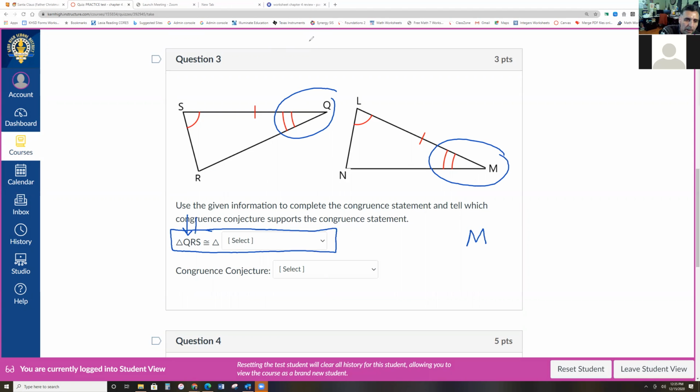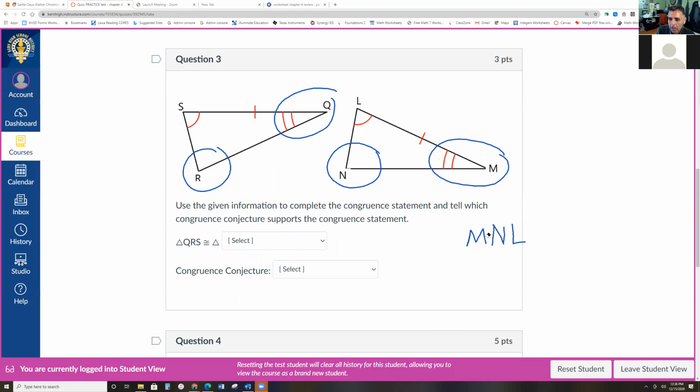Then if you look at the R, it has no marks. So come over here to this triangle and find the angle that has no marks. And finally, the last one is L. So I know the answer to this first part has to be M, N, L, and it has to be in that order. Remember, in the practice worksheet, I said there's a bunch of ways you can write that. Make sure you choose the correct one.